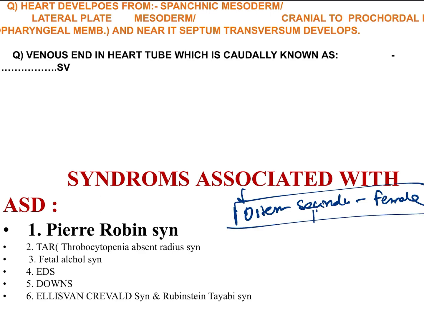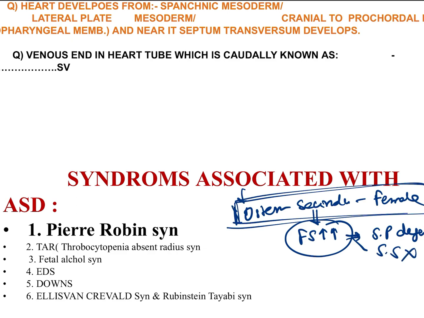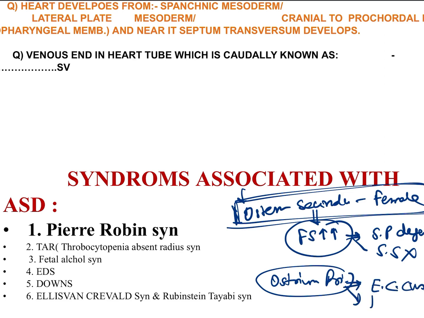Why ostium secundum? It means the foramen secundum is larger. How can the foramen secundum be larger? If the septum primum degenerates more or the septum secundum is not formed, then ostium secundum ASD will be seen. Ostium primum ASD is seen because of endocardial cushion defects. This is seen mainly in Down syndrome.